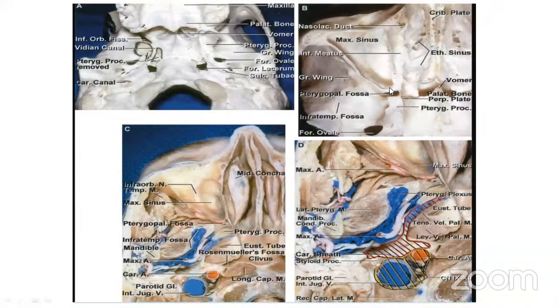As we are viewing from the inferior side, you can see that the ethmoid sinus has been exposed, and posteriorly we have the vomer bone, which forms the posterior boundary of the nasal septum, and lateral to it we have the maxillary sinus, which is forming the lateral boundary of the orbit, and lateral to it we have the greater sphenoid wing.